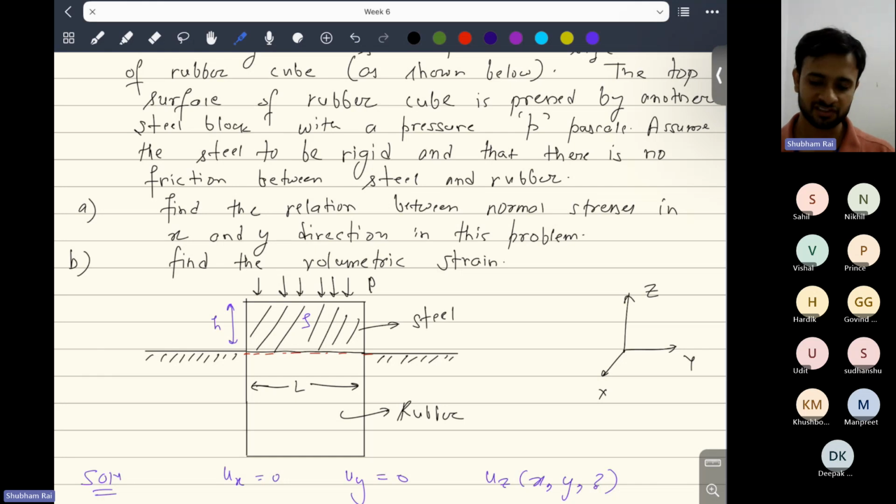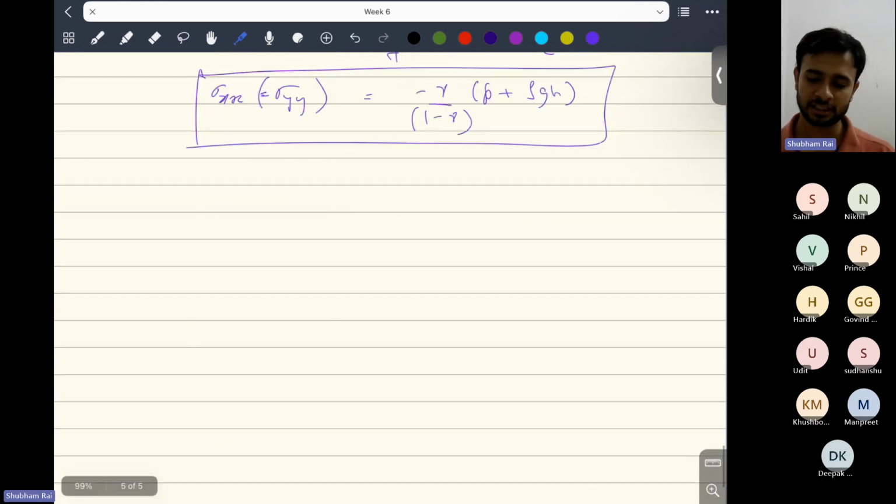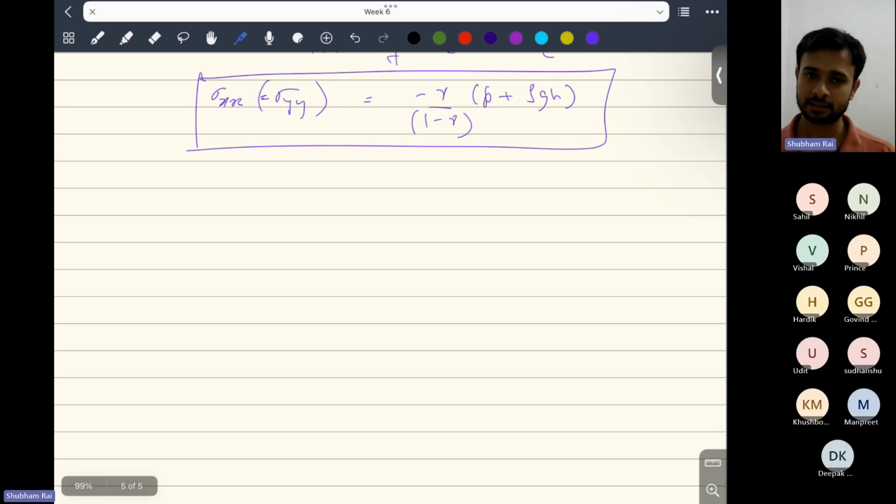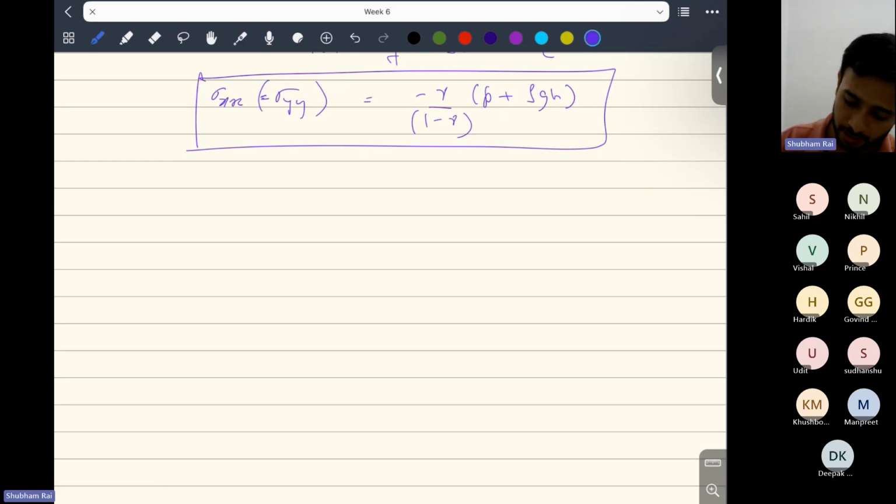And now we have to find volumetric strain. So for volumetric strain, we need epsilon xx, epsilon yy, and epsilon zz. And we have epsilon xx and epsilon yy as 0. So we need to find epsilon zz now. Epsilon zz is nothing but 1 over E, from 3-dimensional Hooke's law, sigma zz minus mu times sigma xx plus sigma yy.